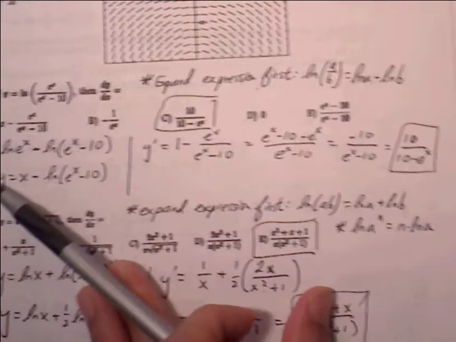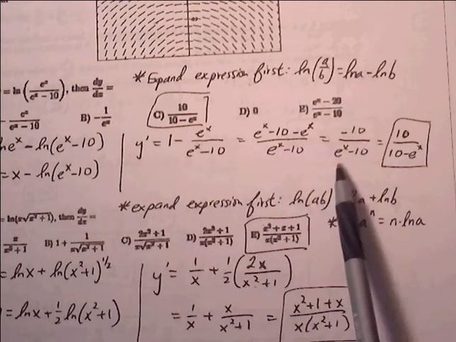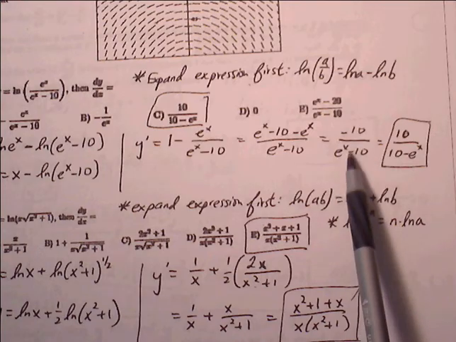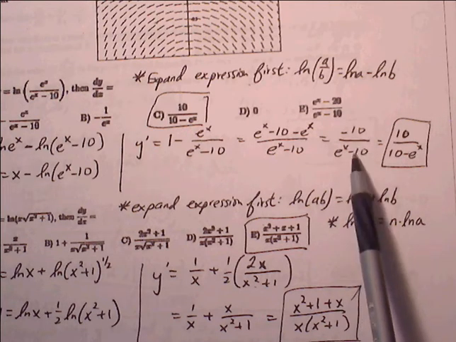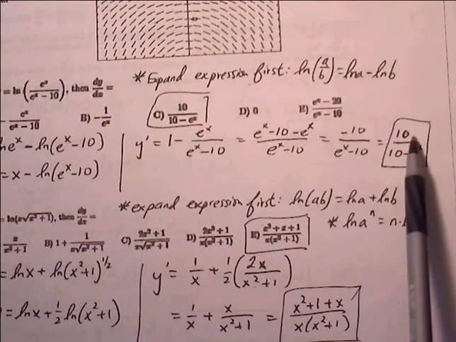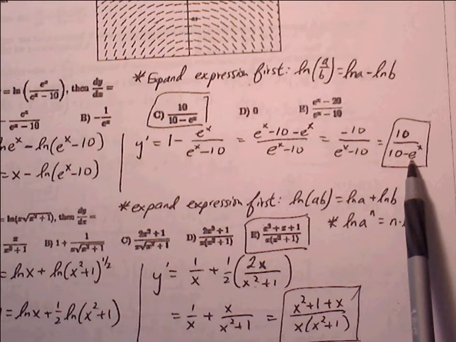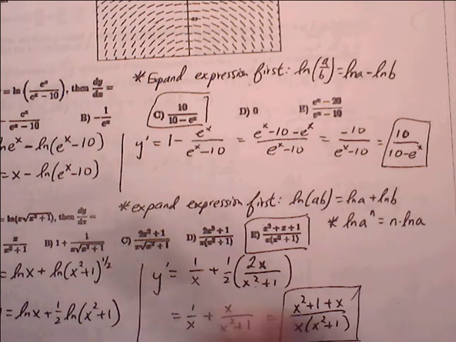The e to the x cancels out. We're left with negative 10 over e to the x minus 10. And if I multiply top and bottom by negative 1, then I can make this 10 over 10 minus e to the x, which matches answer choice C.